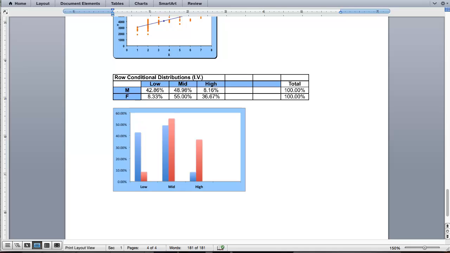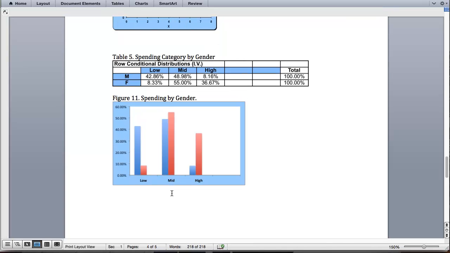Okay, so not only do the women spend a little bit more than the men on average, and it could be a significant difference on average, but we see that that effect is strongest among the low spenders and among the high spenders. So we can see the effect that gender has on spending category.